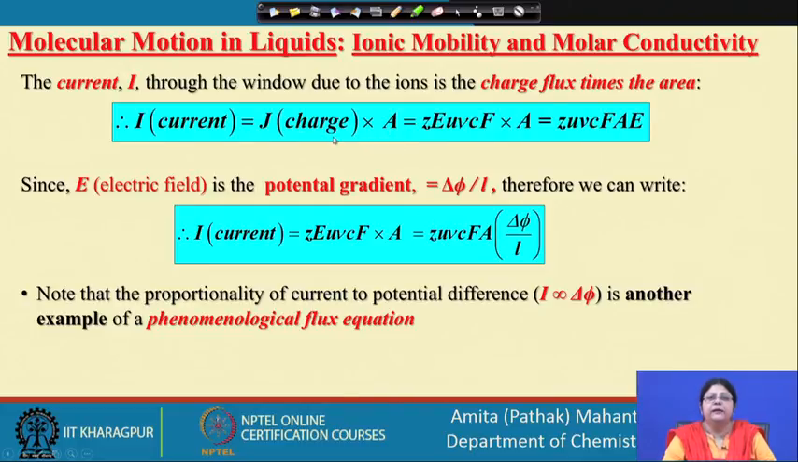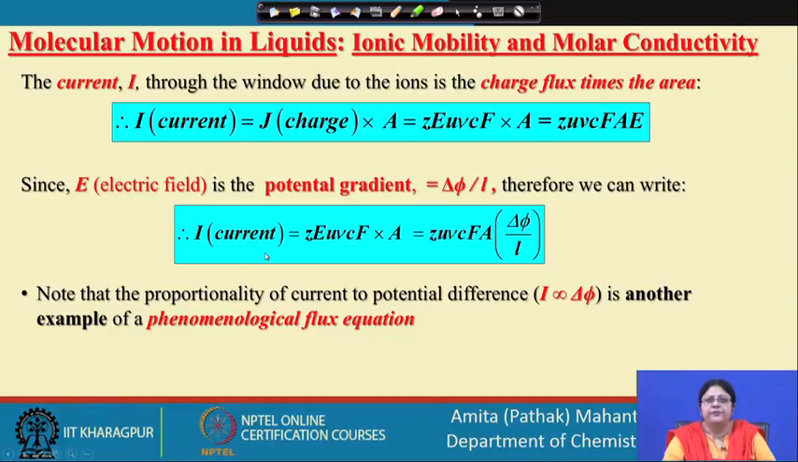Now, if you look at the electric field E which is applied, it is nothing but the potential gradient, d phi by L, where d phi is the potential between the two ends and L is the distance between the two ends of the electrode. So the electric field can be related to the potential gradient. If I replace the electric field E with d phi by L, the expression I get is current I equal to Z, U, nu, times C, times F, times A, times the gradient of potential. So I have related I to the electric field, and now I am relating I to the potential gradient.